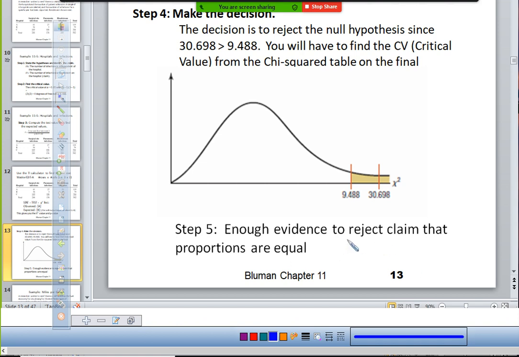Or you can even say that proportions are equal. You don't even say reject claim. You say enough evidence to say that proportions are equal, or not enough evidence to say that proportions are equal. That's totally fine. Don't even have to worry about this part. You can just say it. That's okay. I'm going to be super easy. Or you can do reject claim. That's okay too. I'm fine with either one.